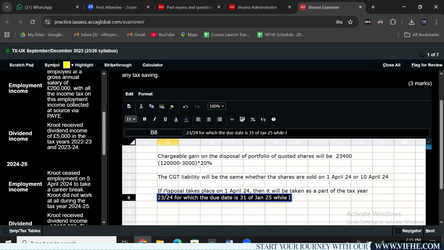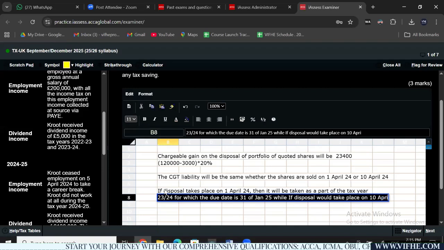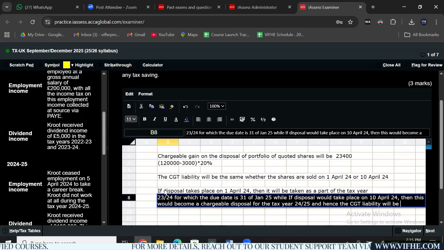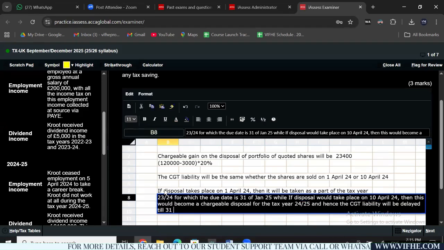While if disposal would take place on 10th of April 2024, then this would become a chargeable disposal for the tax year 24-25, and hence the CGT liability will be delayed till 31st of January 2026. So this is how you can delay something.